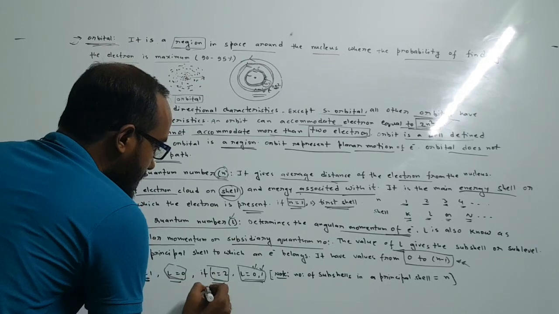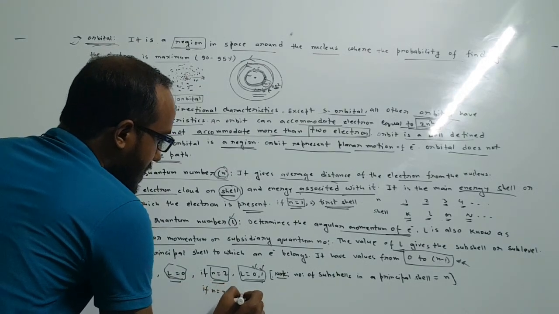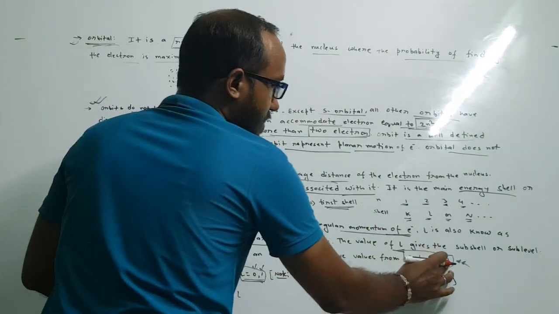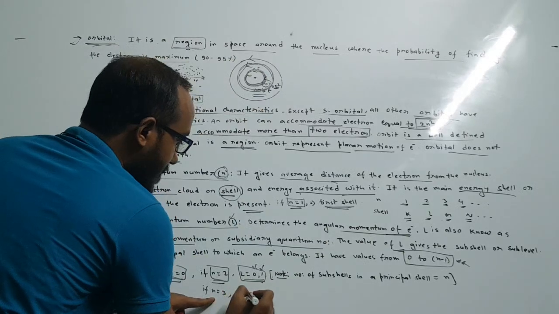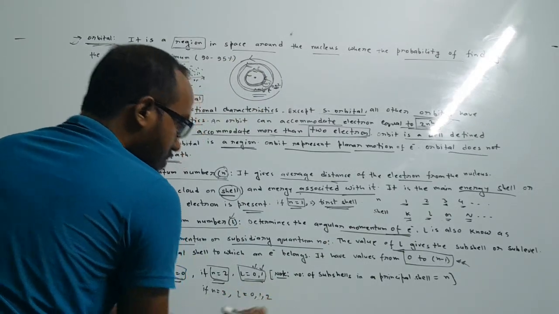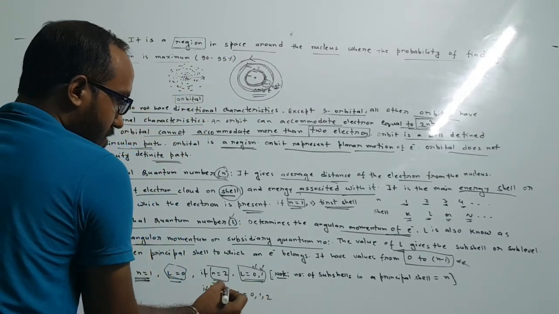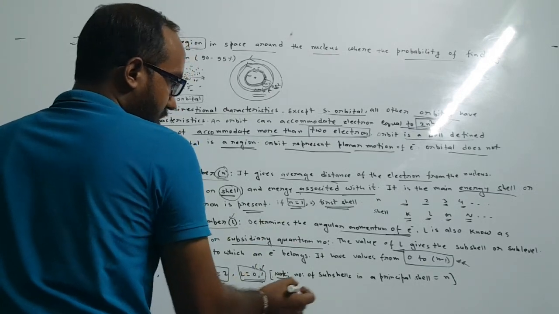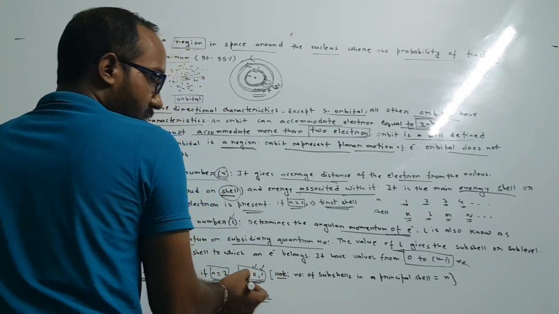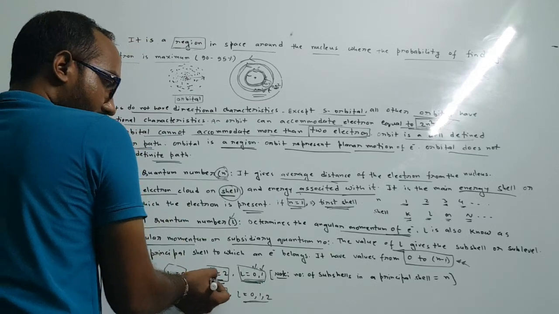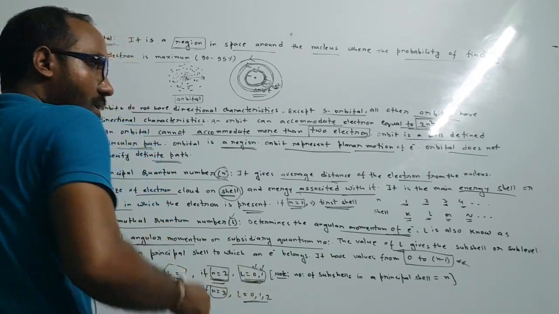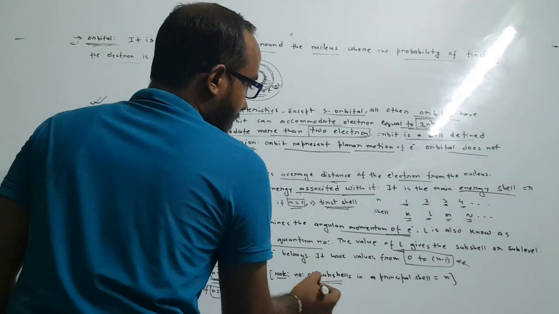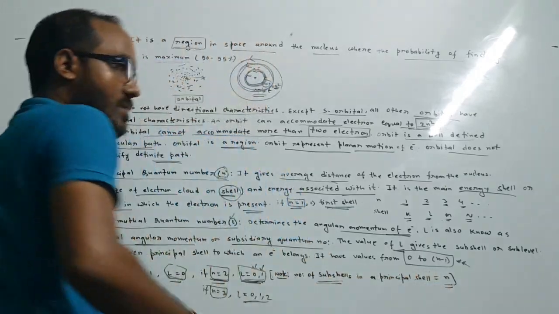If n equals 3, then 3 minus 1 is 2, so L will have 0, 1 and 2. That means 3 values. So if n equals 3, L would have 3 values. This represents the subshell and this represents the shell. So we can say the number of subshells is equal to the number of shells.